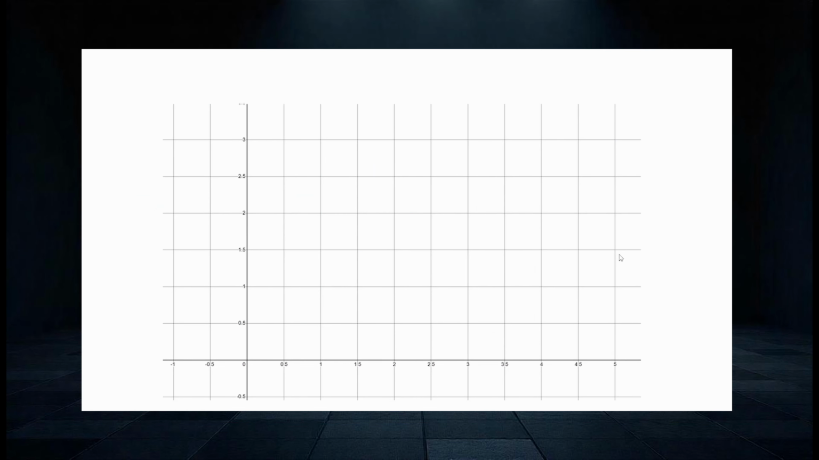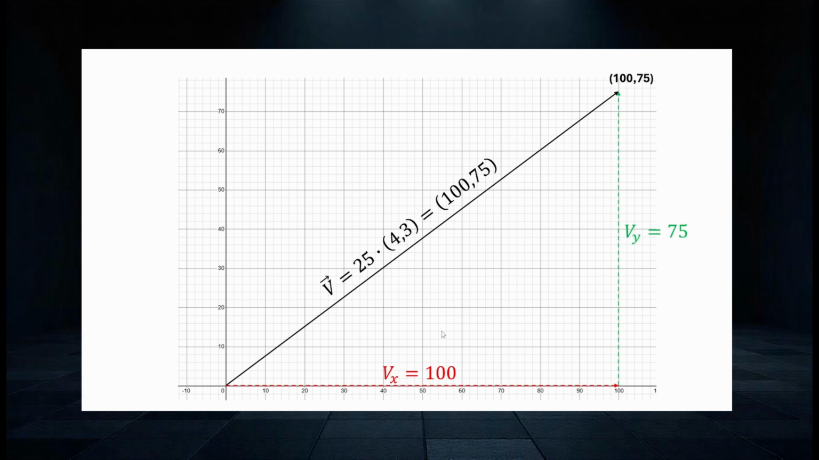Pay attention to what this result means. It says that the object's speed in the x direction is 100, and in the y direction it's 75. This certainly accumulates to more than 25. In fact, it accumulates to a total velocity of 125, which is 5 times our desired speed. Remember this result, we'll come back to it later.